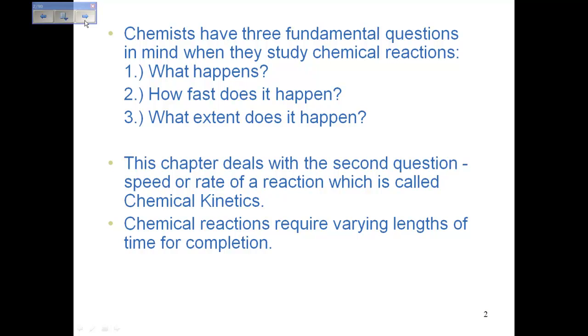So this chapter deals with the second question, the speed or rate of a reaction, which is called chemical kinetics. Chemical reactions require varying lengths of time for completion, from milliseconds to weeks, maybe months, for a reaction to occur.